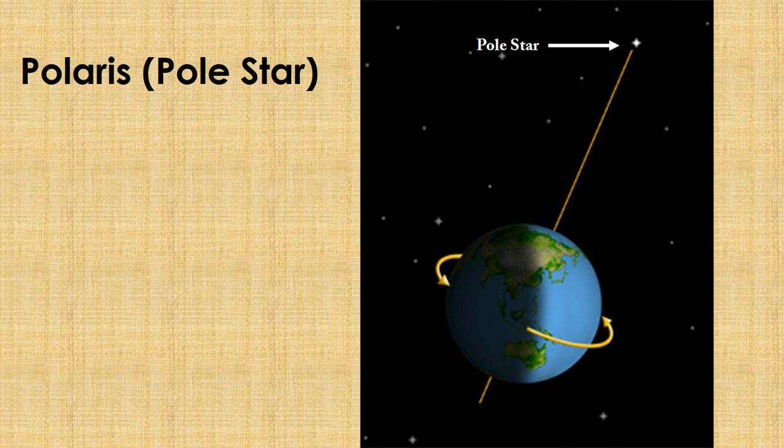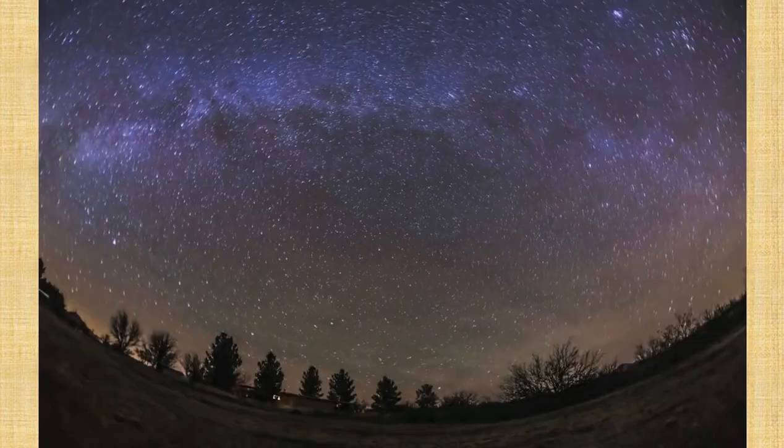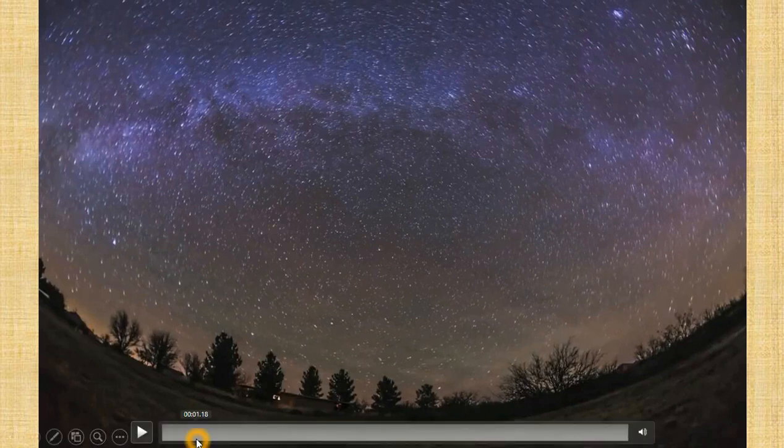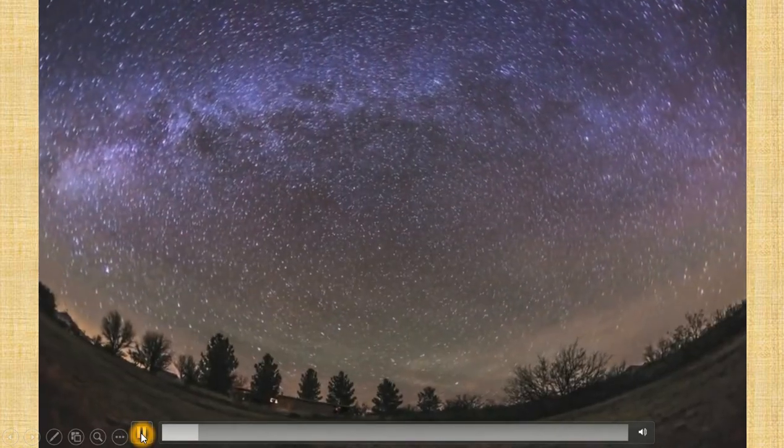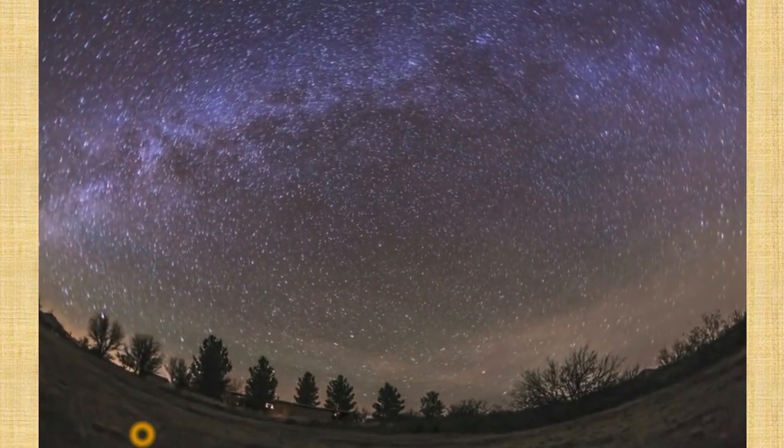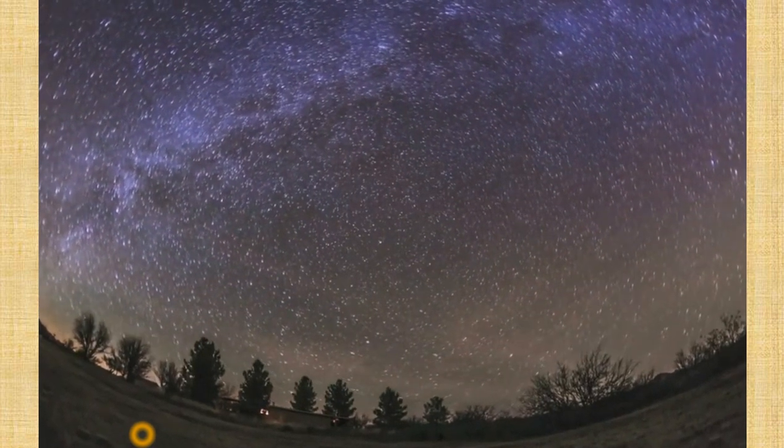Let's continue. Polaris, or the pole star, is a star which is located directly above the north pole, far away from the earth. It is important because when all other stars change their position, this one particular star stays in its own original position. If you observe the northern sky, you will see all stars moving in a circular manner around a center star, and the star in the center is the pole star.